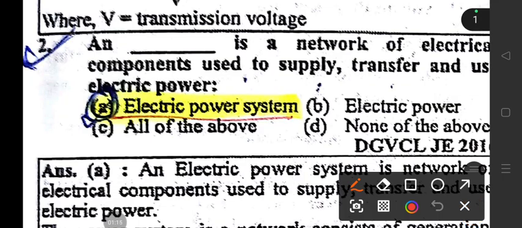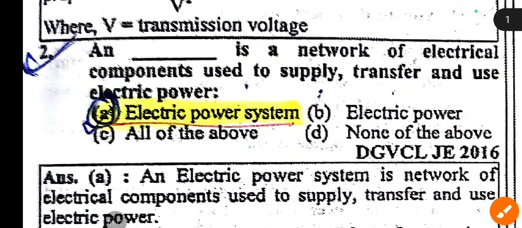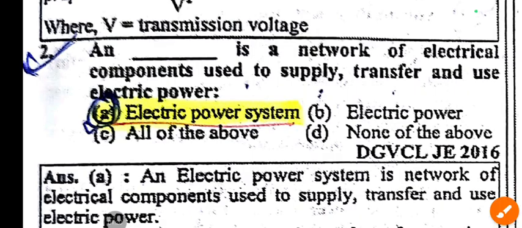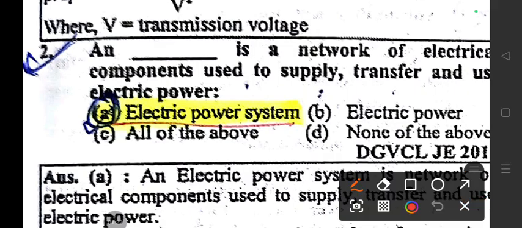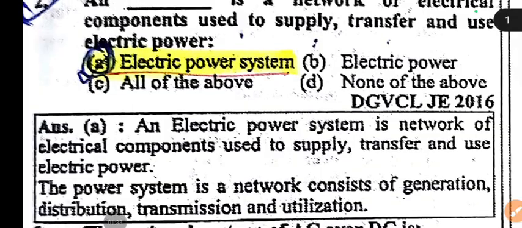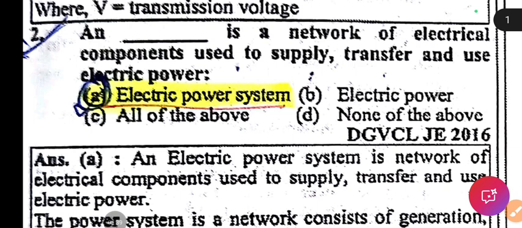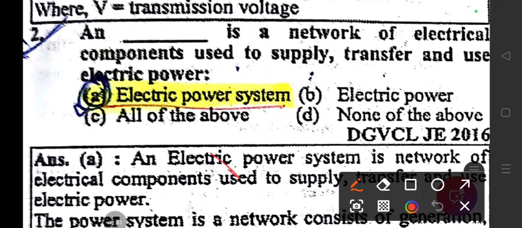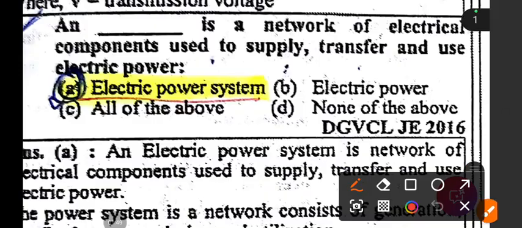A blank is a network of electrical components used to supply, transfer and use electrical power. So this is the electrical power system, a network of various types of components to supply, transfer and use electrical power. You know that in a transmission line, the main parameters are R, L, C and G: resistance, inductance, capacitance and conductance. And this question was asked in DGVCL JEE 2016.